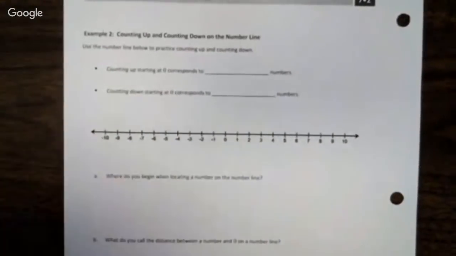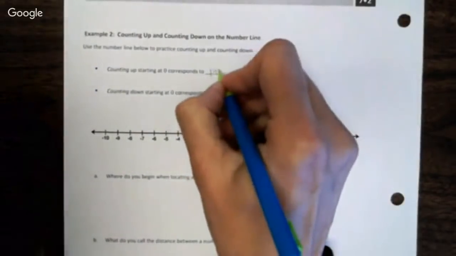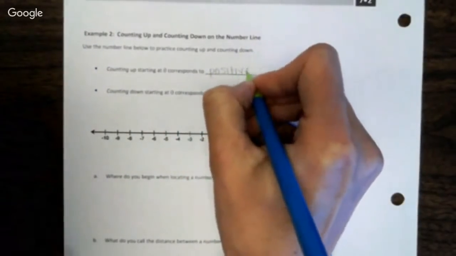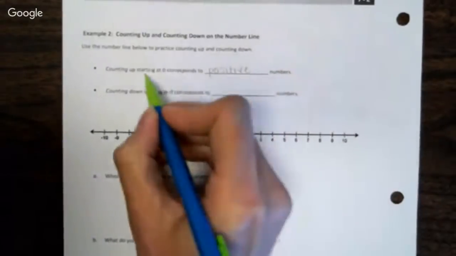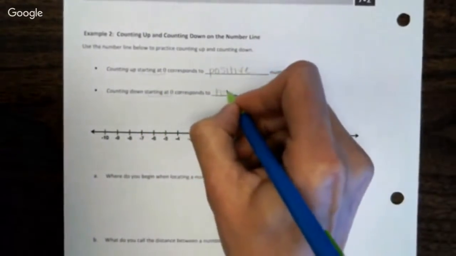All right, so we're going to be talking about counting up and counting down on a number line. Now, counting up, starting at 0, corresponds to all positive numbers. So when you count up, you're going in the positive direction, always starting at 0. And counting down, starting at 0, corresponds to negative. So if you're counting down, that's associated with negative numbers. Now, let me show you how this works.